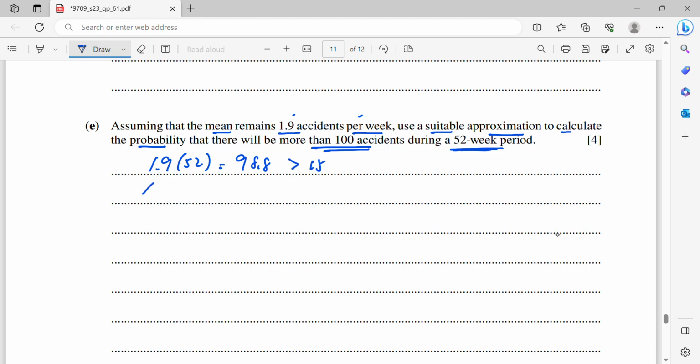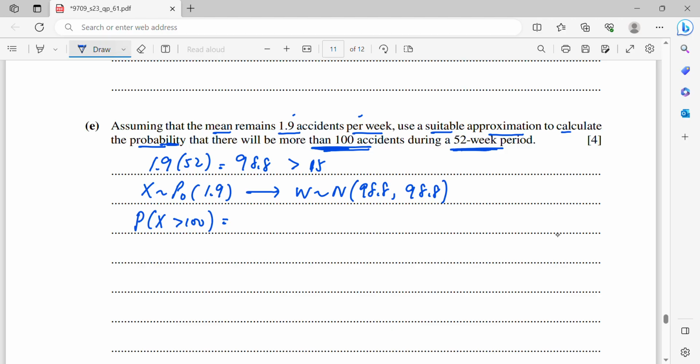So remember, at first, it is Poisson distributed with mean 1.9. So since it is 98.8 now, which is greater than 15, we will approximate this to a normal distribution. So for your normal distribution, we need the mean. The mean is 98.8 and the variance is also 98.8 because for the Poisson distribution, the mean is the same as the variance. Okay, and now we need to get the probability that is more than 100. So P(X more than 100).